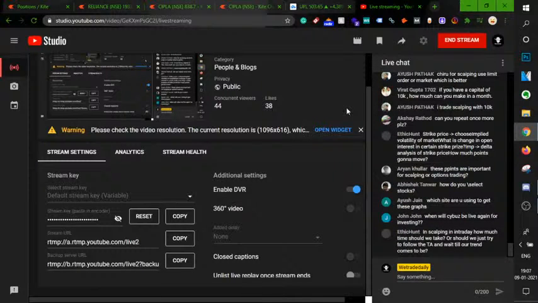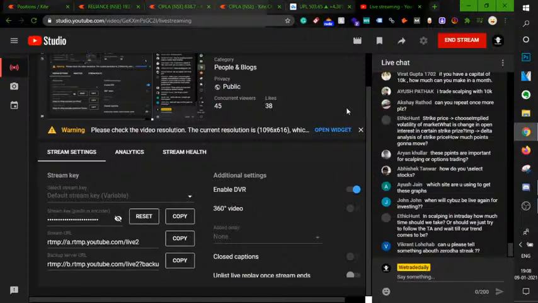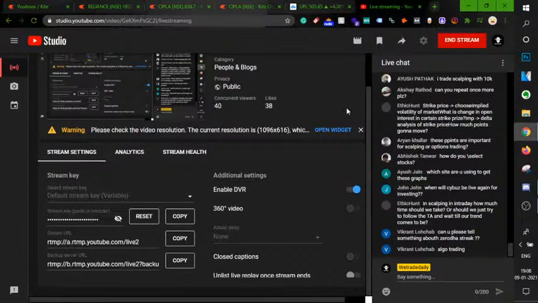Which site are you using to get these graphs? It's called Zerodha. It's a trading terminal. Get a demat account and you'll have it. Streak is more about backtesting. You can backtest your strategy to see if it's working well or not. I'm not sure about algo trading. I don't do algo trading.